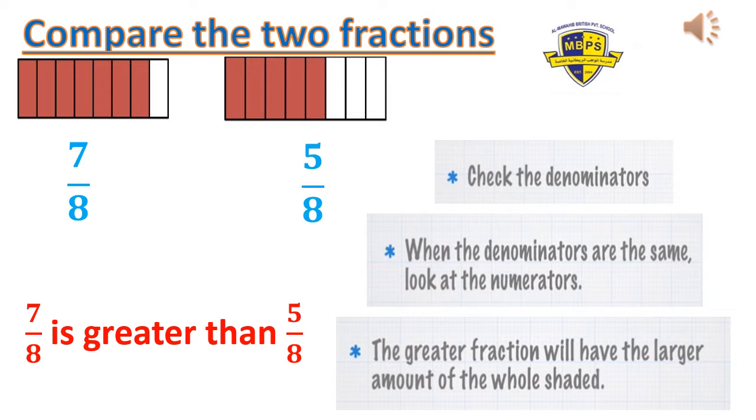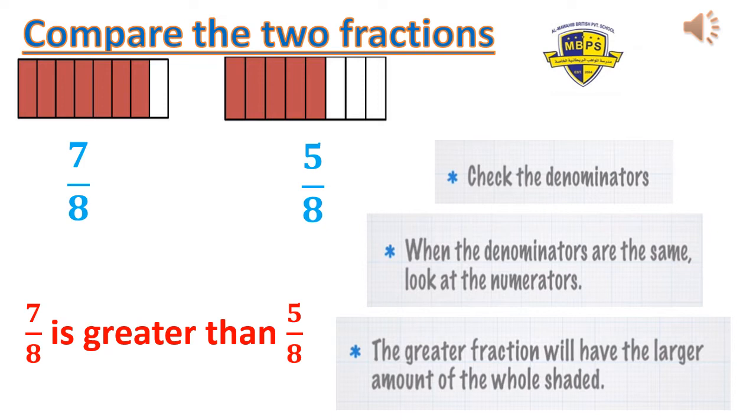Now let's see how many parts are shaded in the first rectangle. Let's count. 1, 2, 3, 4, 5, 6, 7. That's right. The first rectangle has 7 shaded parts. Let's go to the second rectangle. How many parts are shaded? Let's count. 1, 2, 3, 4, 5. So we have 5 shaded parts in the second rectangle. So the fraction for the first rectangle will be 7/8, and the fraction for the second rectangle will be 5/8.